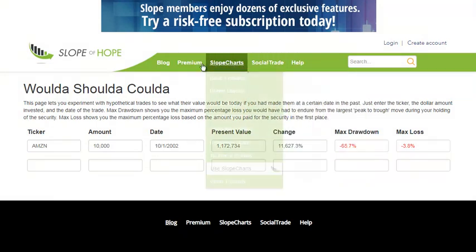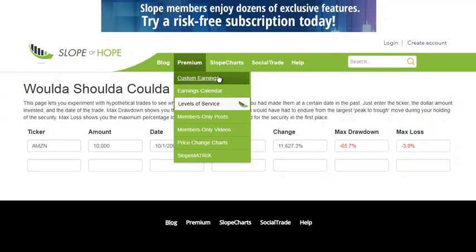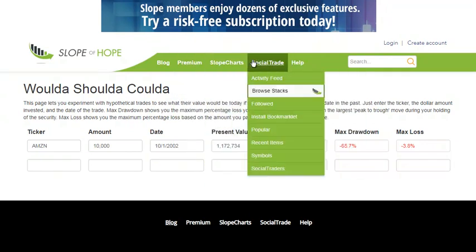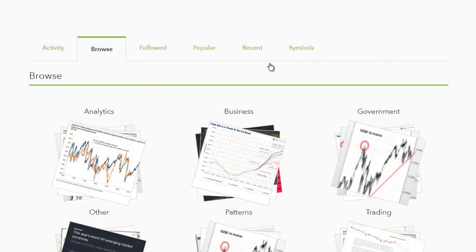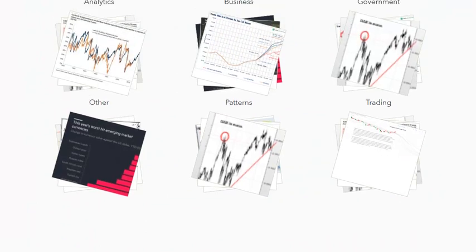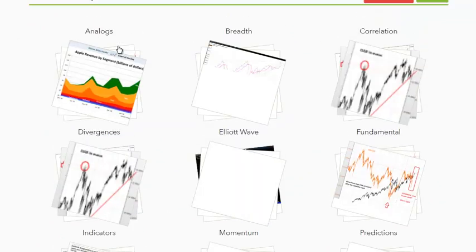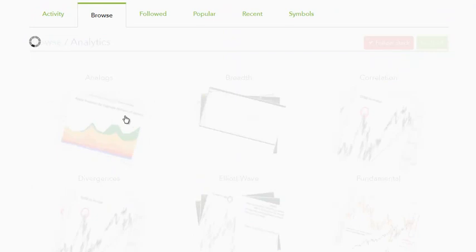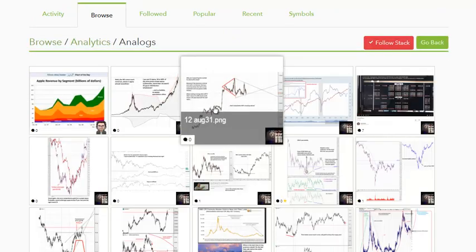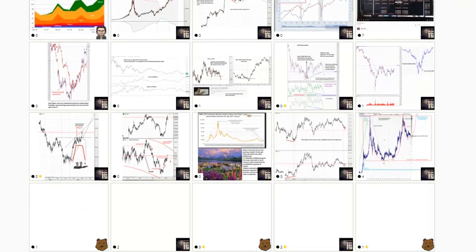Now, one thing I want to emphasize about the menus here is that there are individual menu items, but the most commonly chosen item in the menu can be selected simply by clicking the menu head itself. So Social Trade, you can click Browse Stacks, but you can also just click Social Trade, and it'll go right there, and you can browse those stacks. And these are hierarchically arranged, so you could click Analytics, it'll drill down, and you can click on Analogs, and it'll drill down. And then once you're there, you see the individual items grouped, and you can look at anything individually of interest and thumb through place to place.